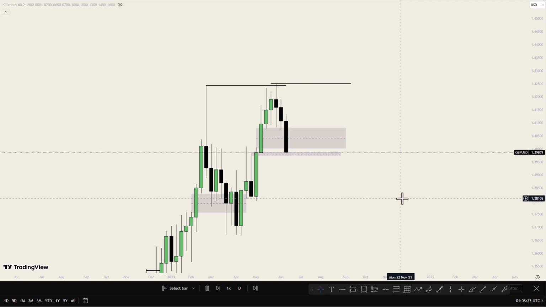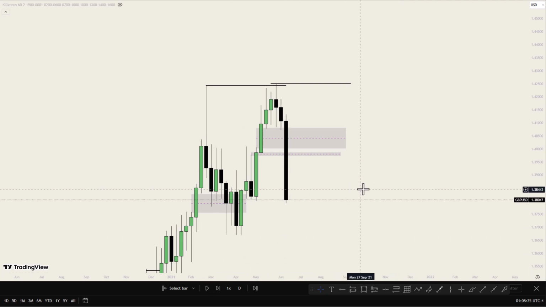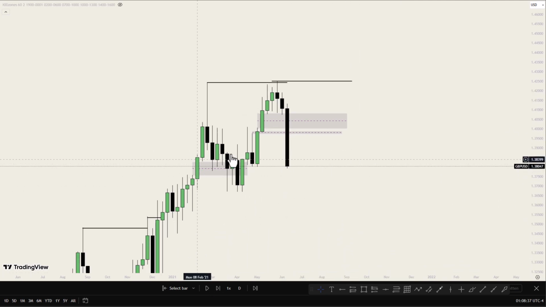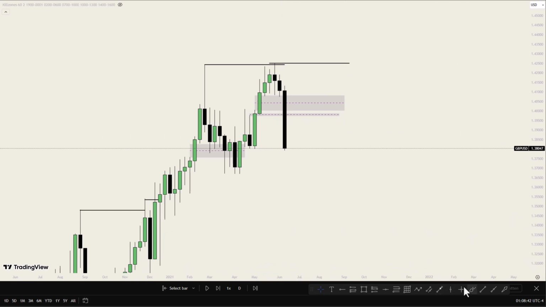So we see price violated this fair value gap. Now, as soon as we see price violating this fair value gap, what are we going to be expecting? We'll be expecting price to come back, have a test of the fair value gap, where we will have an inverted fair value gap before we will see further down prices. But let's see what price will do.